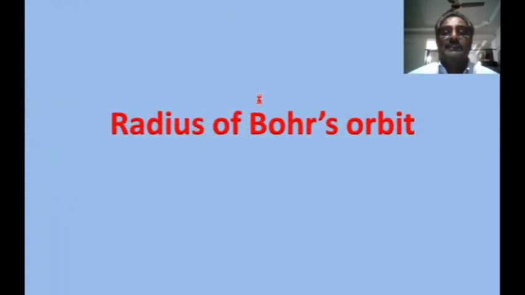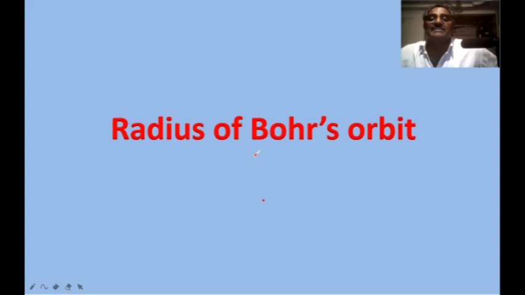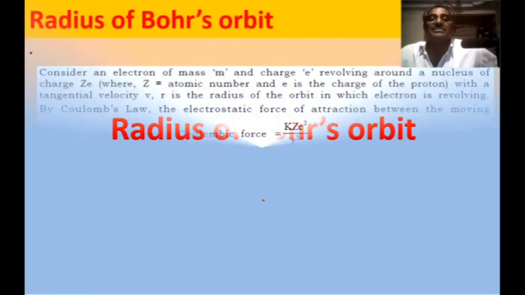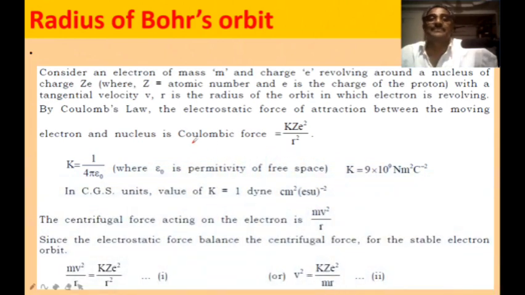The first one is the determination of the radius of Bohr's orbit. For calculating the radius of orbit, he derived an equation. Let us go to the derivation of that equation.